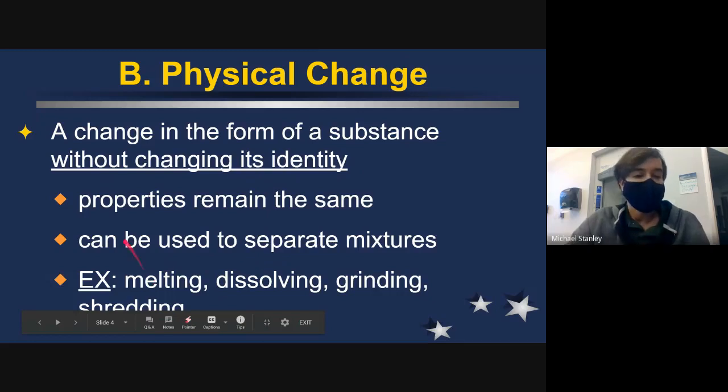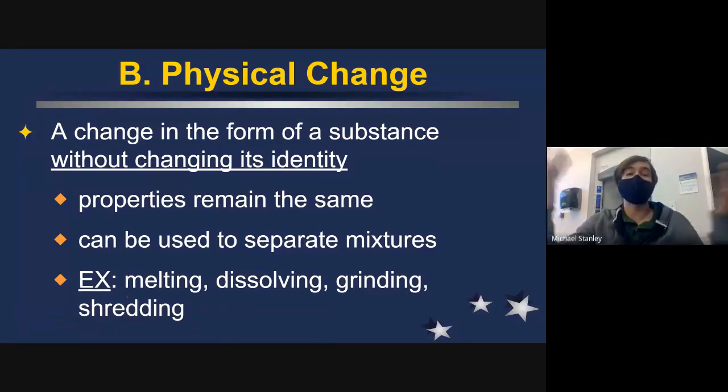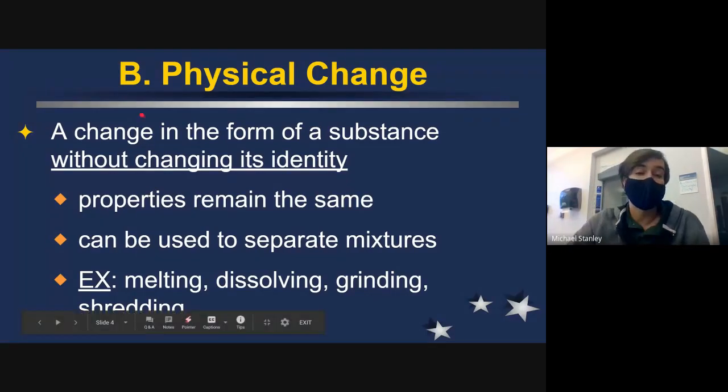Same thing, shredding is a really good basic example. Like if I took a piece of paper and shredded it all up into like confetti, all those little tiny pieces would still be paper. It'd still be made out of the exact same stuff as our original piece of paper. We just changed the form. We changed how it looks a little bit.